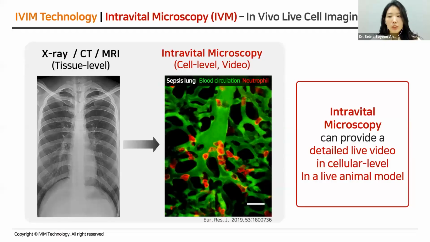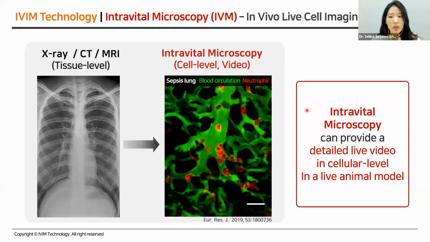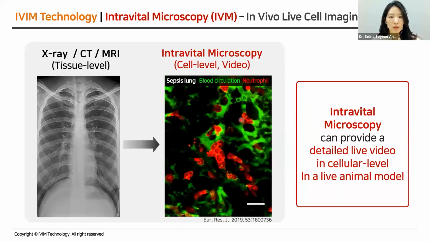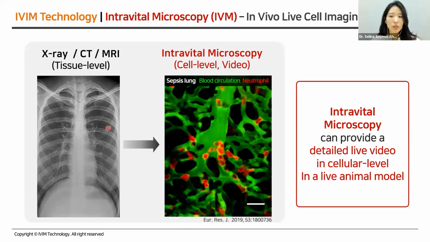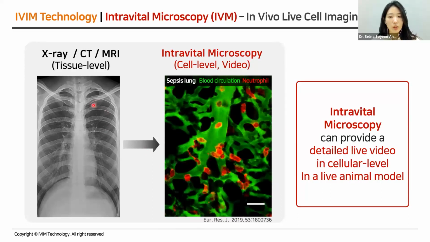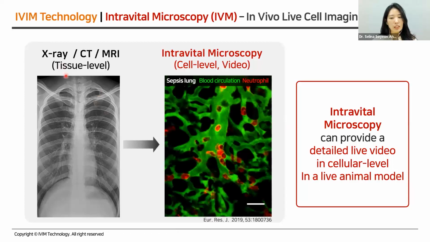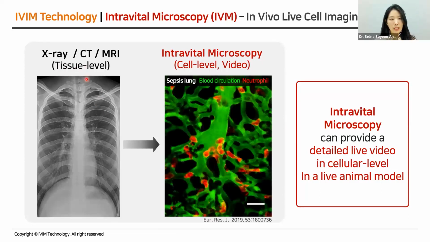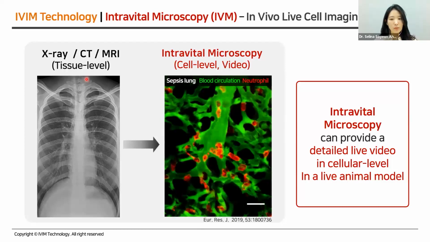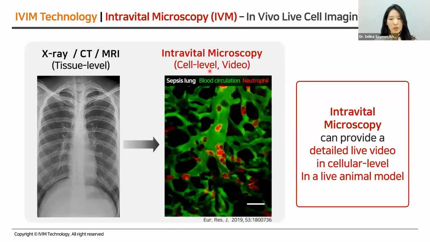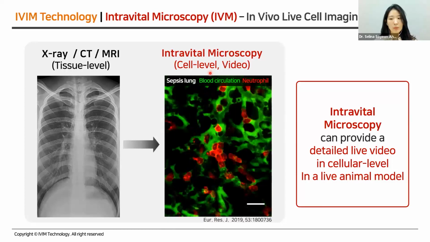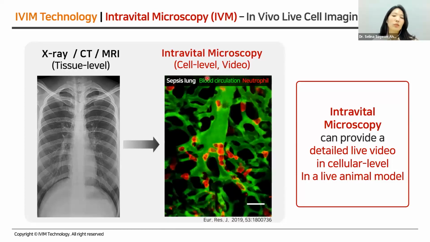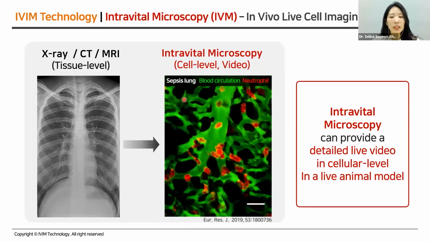Firstly, I'd like to introduce IVIM's intravital microscopy to observe live tissue and cells in live animals. Compared to conventional macro-scale imaging technology such as X-ray, CT, and MRI, which only provide tissue-level and static in vivo information, intravital microscopy can directly observe the dynamic cell movements inside the internal organs of the live animal model for the human disease.